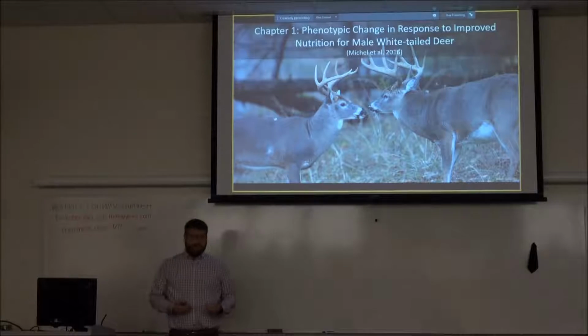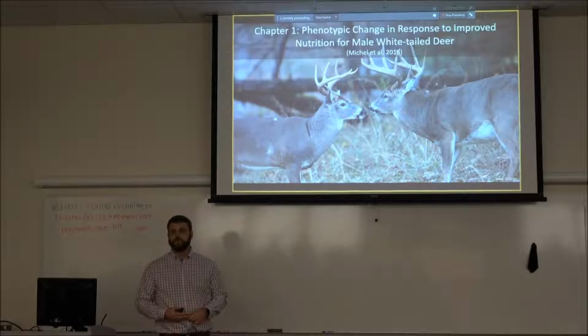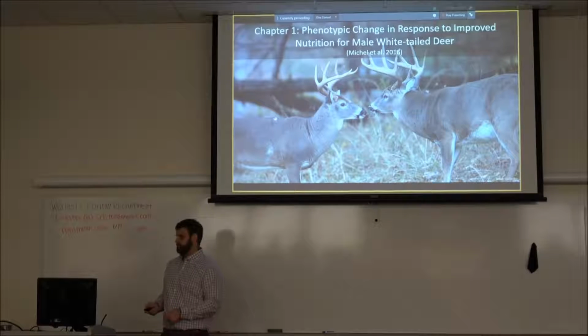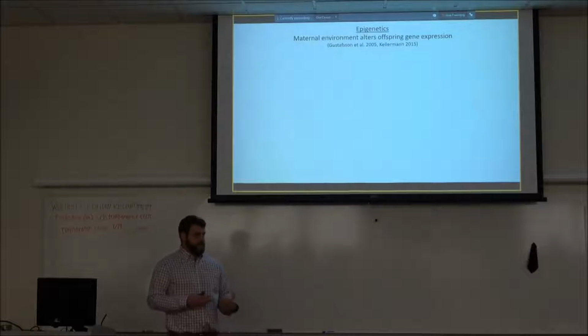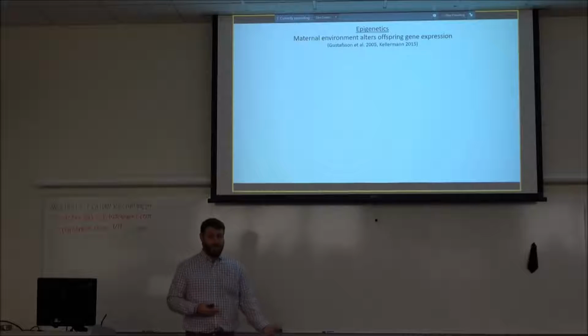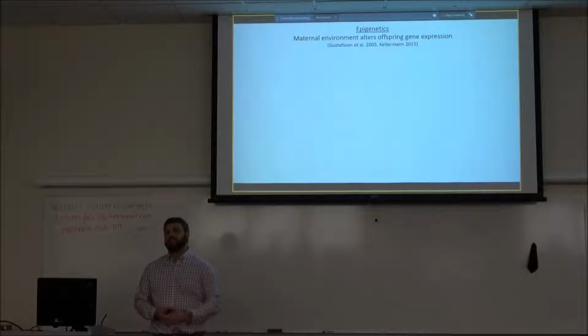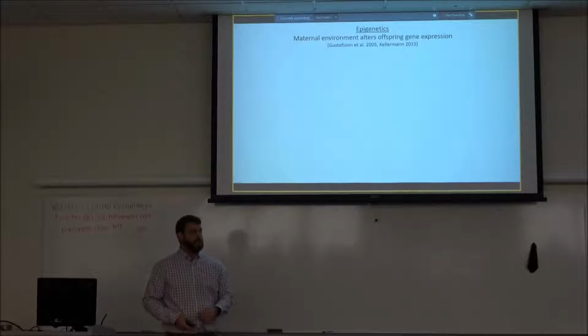So moving into my first chapter, again, we just wanted to measure the phenotypic response to improved nutrition for male white-tailed deer. So there's a relatively new branch of science called epigenetics. Essentially, epigenetics describes how the environment alters the genetic expression of offspring while in utero. There's a lot of evidence that shows that this is occurring in humans.